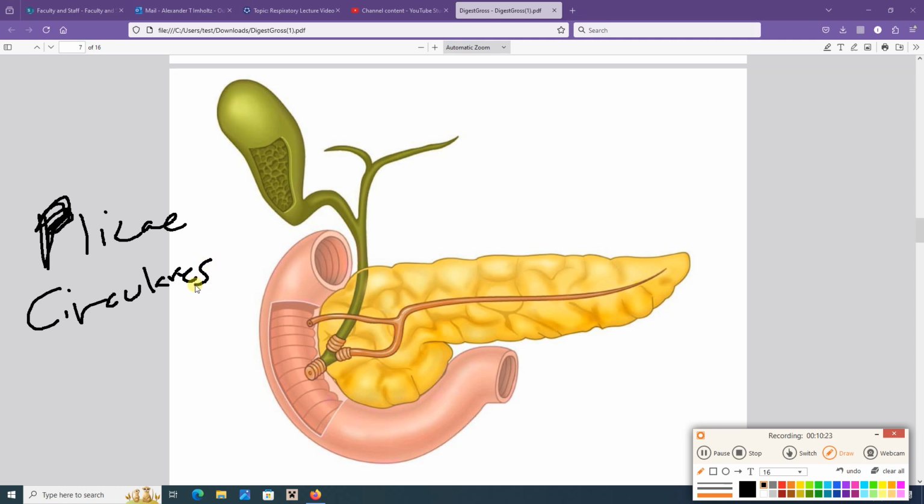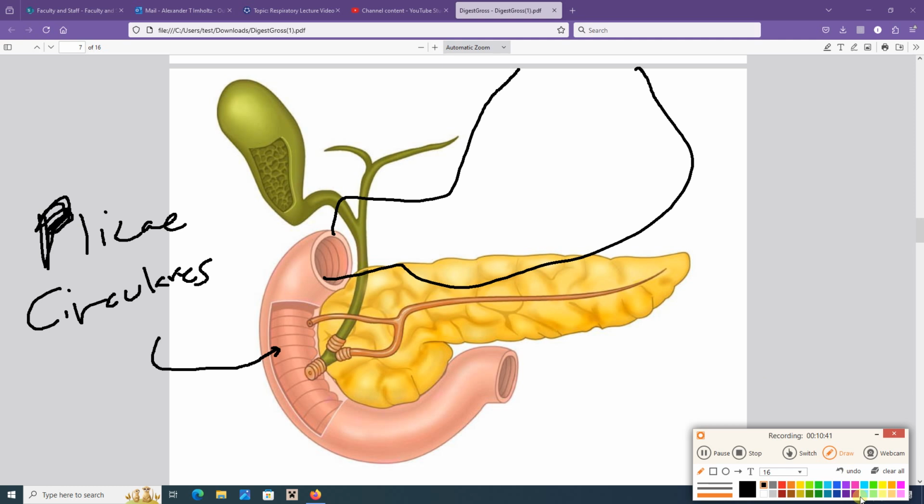So you might wonder, like, why do you have these? And the point is surface area. The plicae circulares give you more surface area. Now, like I said, the duodenum would get chyme from the stomach. The stomach has been removed. The stomach would be like right here. There's the stomach right there. The stomach's been removed. We still see the gallbladder and the pancreas.